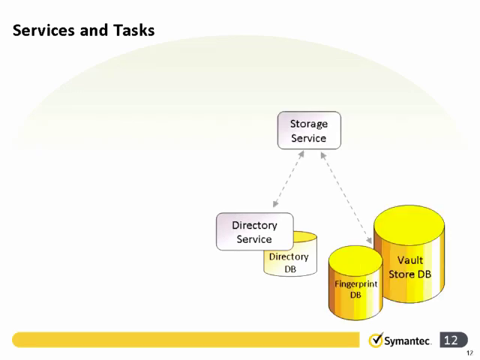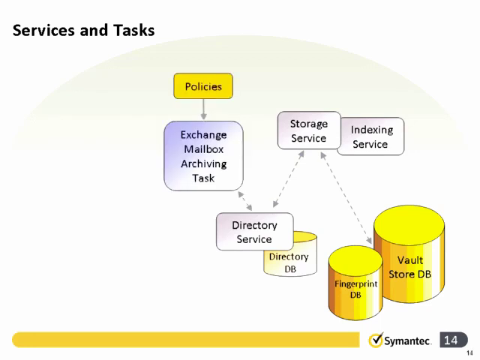Then we're going to have the storage service. The storage service will interact with the directory service and also the Vault Store database as well as the fingerprint database to be able to manage both the storage and retrieval of items as necessary for Enterprise Vault. We also have the indexing service that will be responsible for, once the storage service is converting the items into either HTML or text, indexing all those items based upon the indexing level that you have specified.